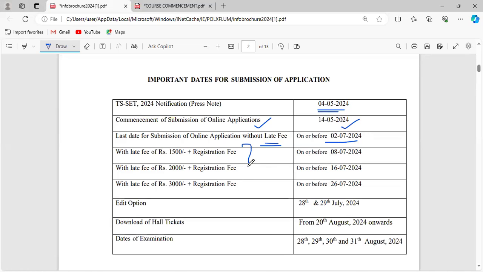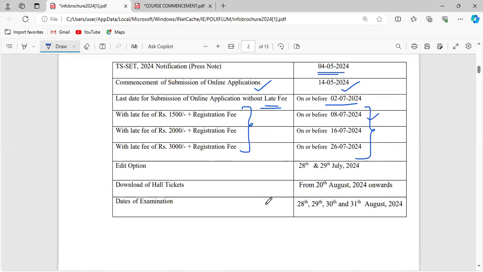There are different categories, and based on your category, the fees will vary. Based on your category, you can pay the fees on or before these dates. And if you made a mistake while applying, you also have the option to edit your application form. The application correction window is open between 28th and 29th July.